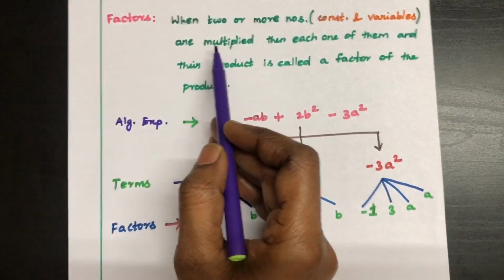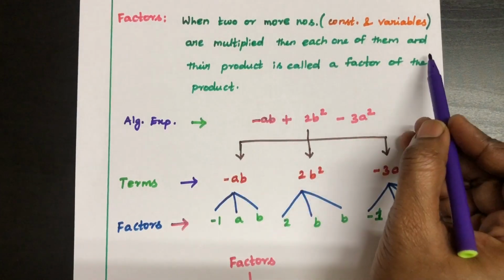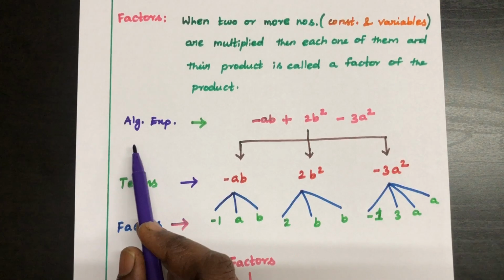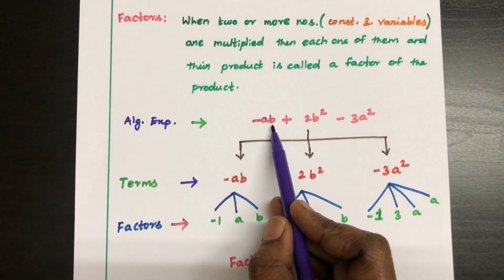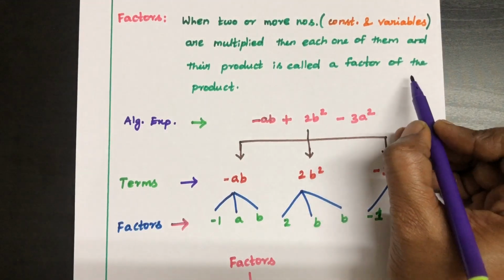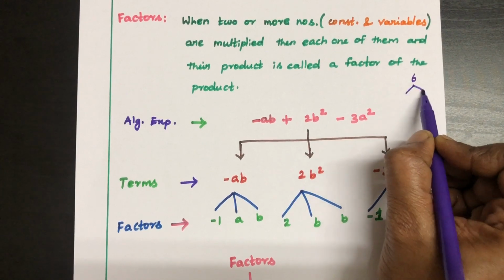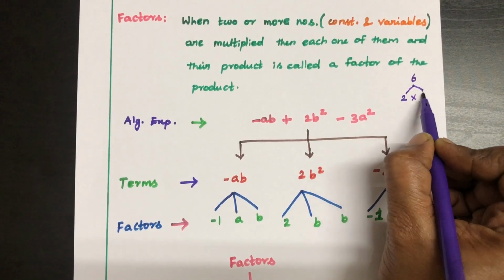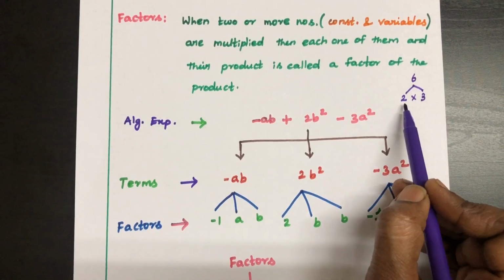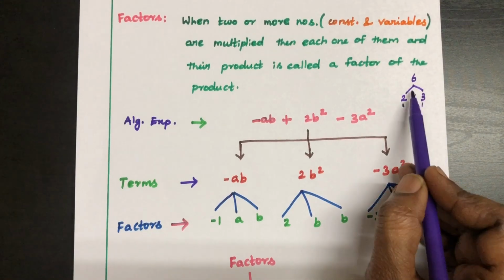Factors. When two or more numbers, constants and variables are multiplied, then each one of them and their product is called a factor of the product. See, it is an algebraic expression: minus AB plus 2B square minus 3A square. For example, 6. 6 is a number, right? 2 into 3 gives us 6. We can write 6 like this: 2 into 3. So, 2 is one factor and 3 is another factor of 6.